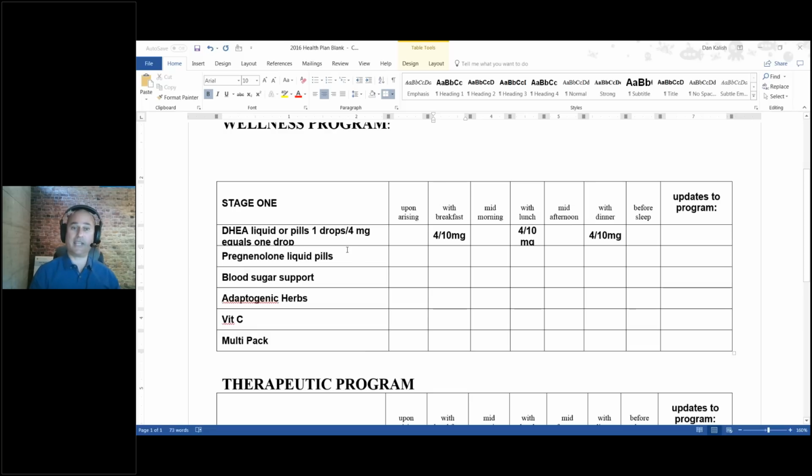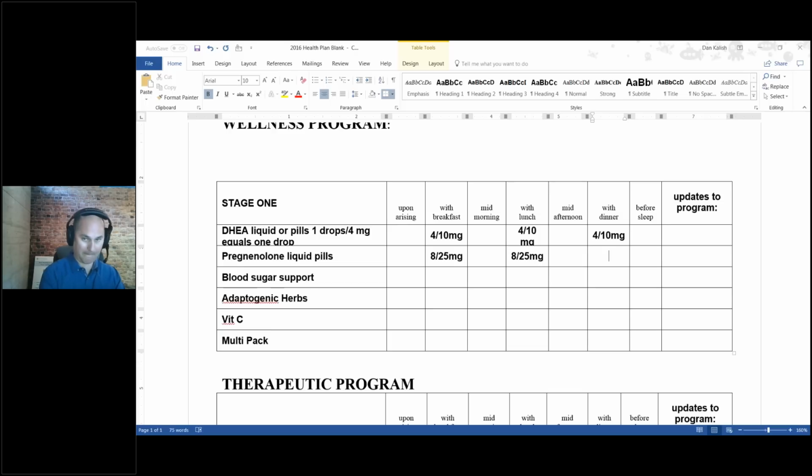Okay, so again, this is a stage 1. And then on the pregnenolone side, we keep the dosages pretty mellow. So that's typically going to be around 8 drops, which would be around, again, I'll do the math, I'm going to round it off for you, around 25 milligrams. So either 8 drops or 25 milligrams, again, 3 times a day. Small amount of DHEA, small amount of pregnenolone, and then your other supports, your blood sugar, adaptogenic herbs, vitamin C, and multi-pack. Okay, so that's a basic stage 1 protocol.